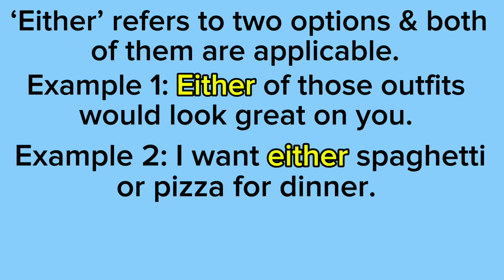Example 2 says I want either spaghetti or pizza for dinner. So what this sentence means is I will be okay with option A, having spaghetti for dinner, and I will be okay with option B, having pizza for dinner, but either option is okay.